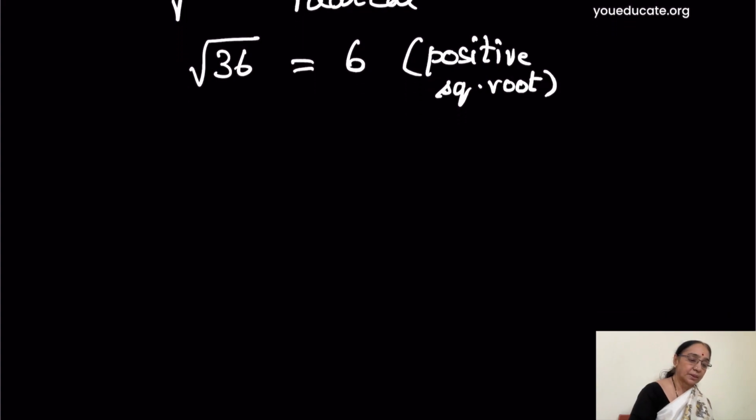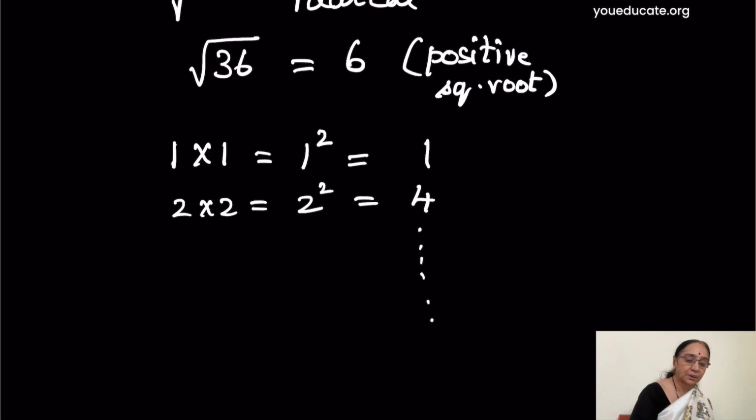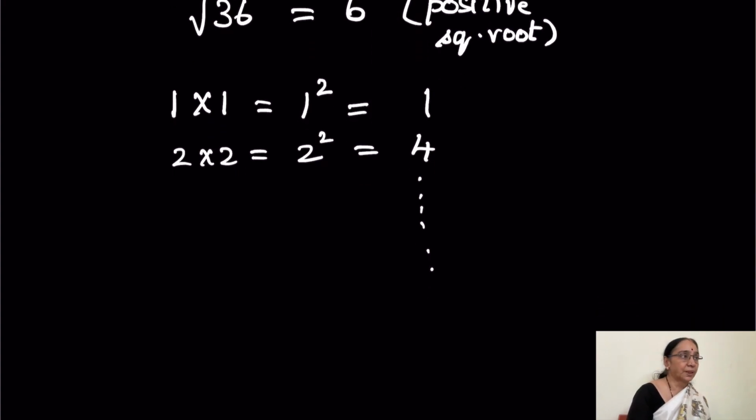Alright, so let us write some perfect squares, starting with 1. So 1 squared, 1 times 1, which is also written as 1 power 2, 1 raised to 2, is 1. Now 2 times 2 is 2 squared, and you know that it is 4. So you can list out the first 10 square numbers. Can you do that?